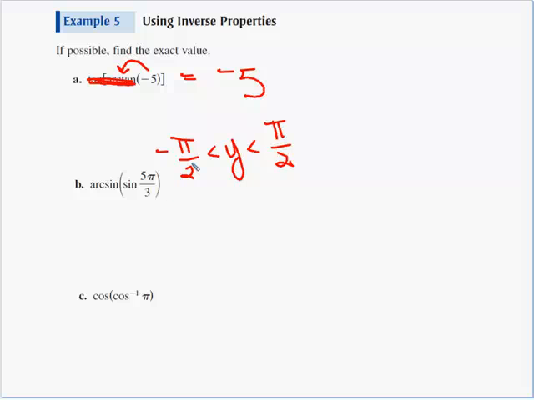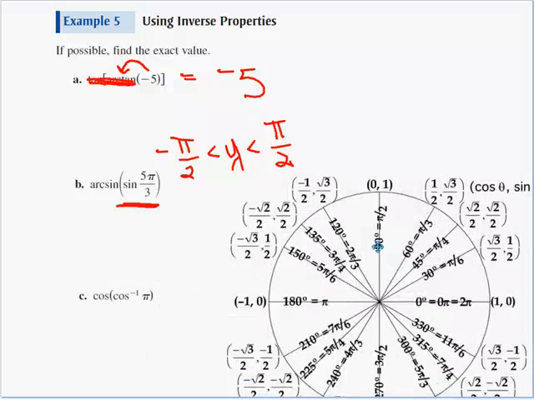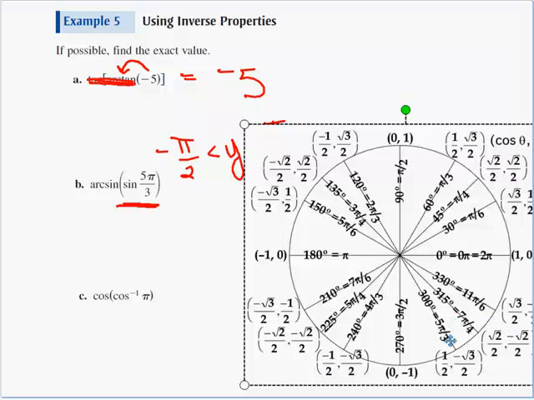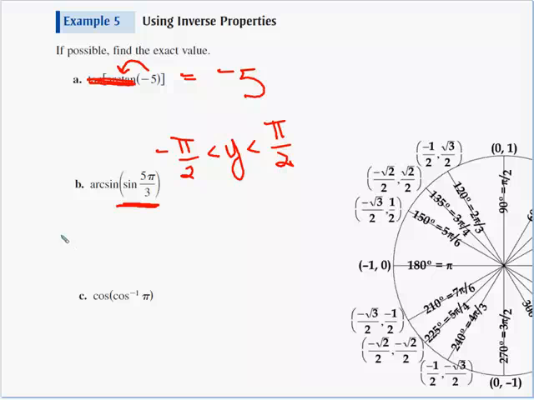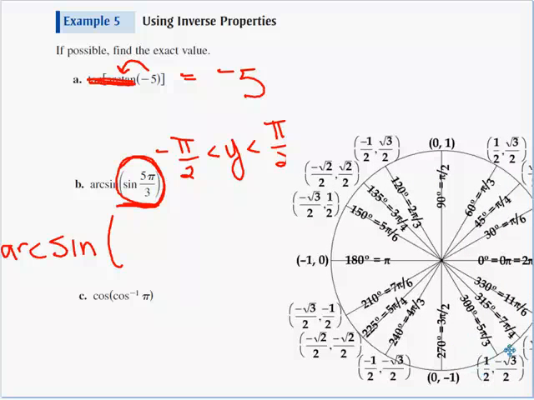So there's two ways to do this. We could look up the sine of 5 pi over 3, and I have a unit circle right here. So let's see, 5 pi over 3 is down here. The sine value down here is this y coordinate. We could replace the sine of 5 pi over 3 with negative root 3 over 2.